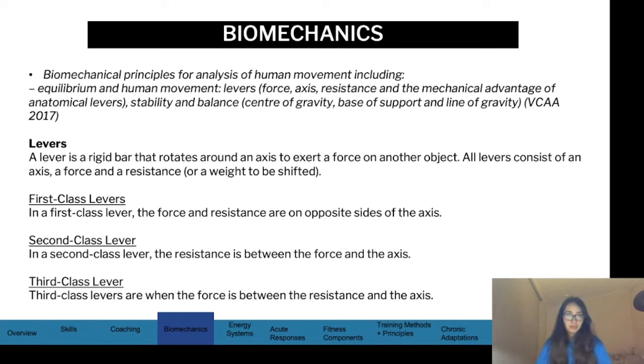A lever is a rigid bar that rotates around an axis to exert a force on another object. All levers consist of an axis, a force, and a resistance. Your teacher might use other words. I prefer using these terms. Vika approves both sets of terms, but this is the one I'm going to use. We'll have some diagrams in a minute. We've got three types of levers, which you do have to memorize: first, second, and third class levers.